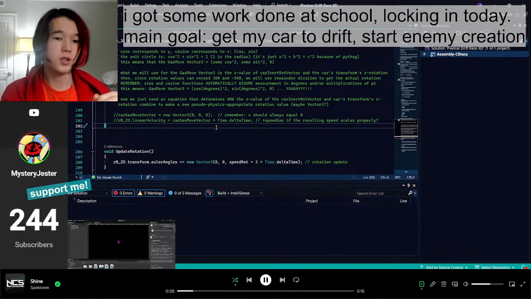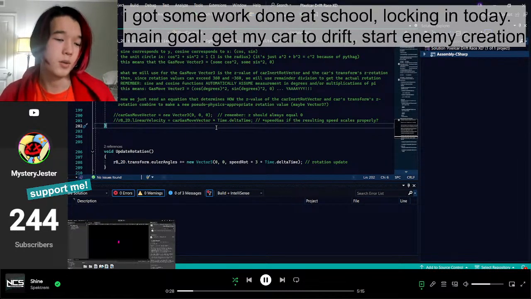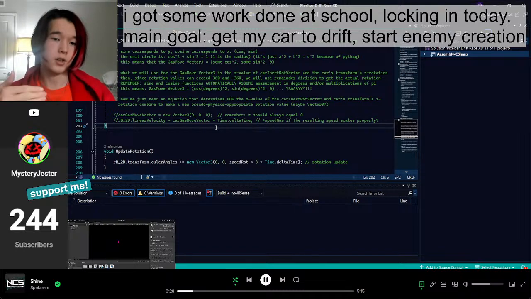So I have cosine of degrees for my x, sine of degrees for my y, and then 0 for my z because it's 2D. I'm using vector 3. You can use vector 2 if you want, but I am preferring to use vector 3 here. I don't know why. Maybe it's because you can also change the layering of it in that way, because Unity is fundamentally a 3D engine.